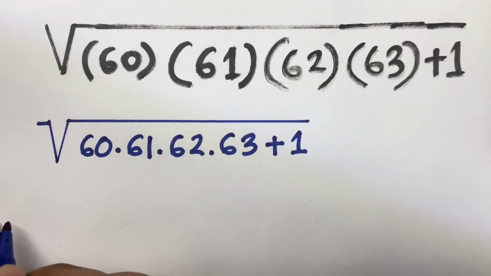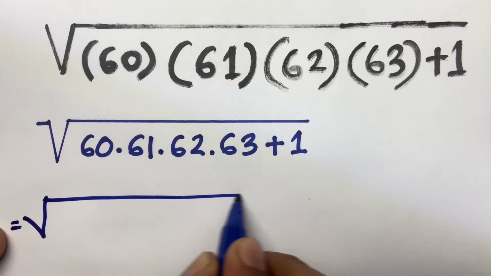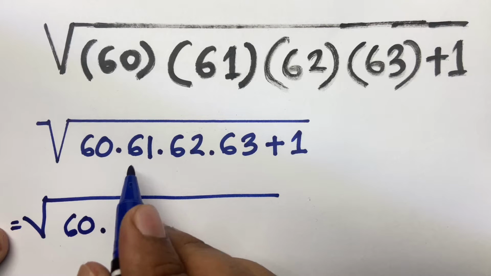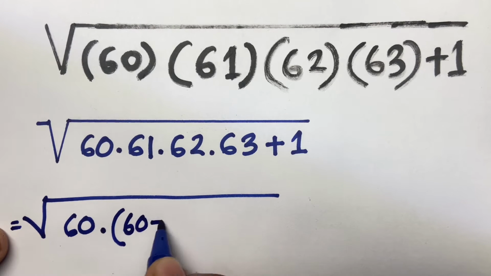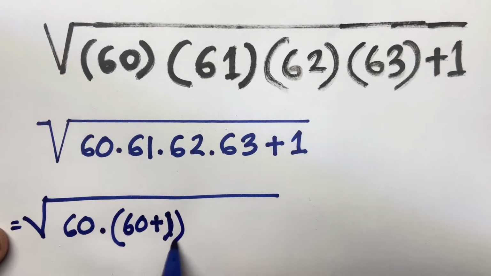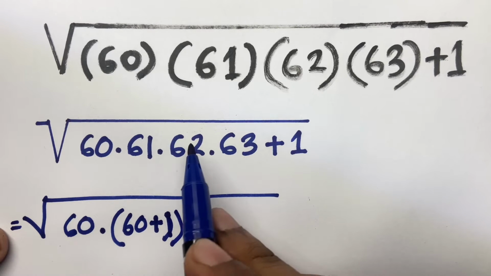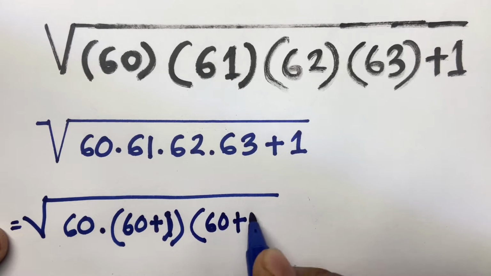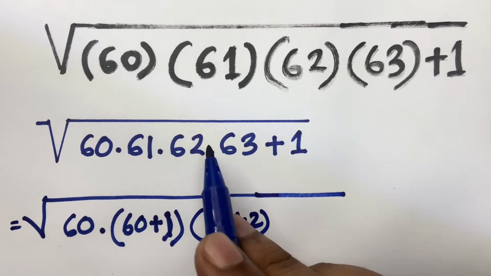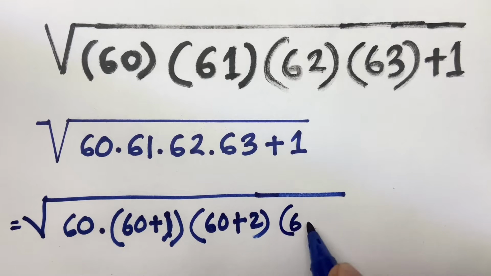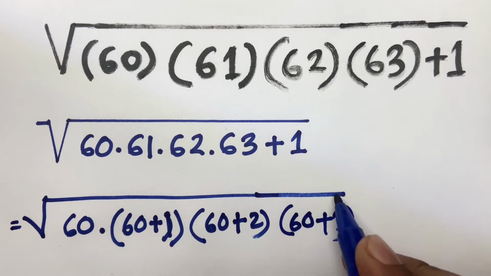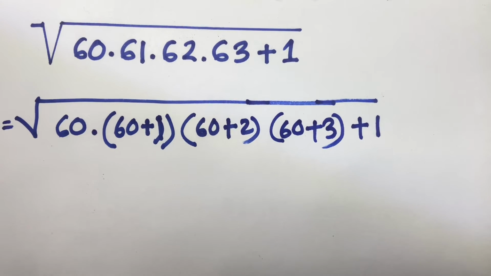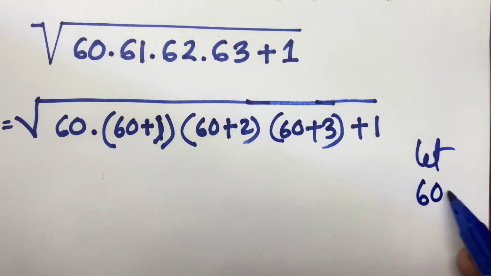So I start. Here is a square root, and 60 times 61. We know that 60 plus 1 equal to 61. And here is 62. I can say easily 60 plus 2 equal to 62, and here is 63. So 60 plus 3 equal to 63, plus 1. Now let 60 equal to x.